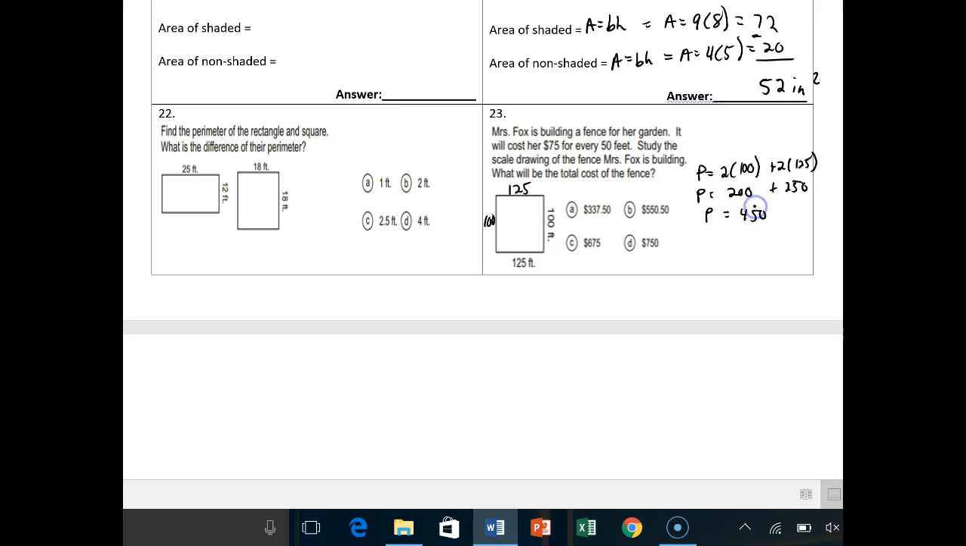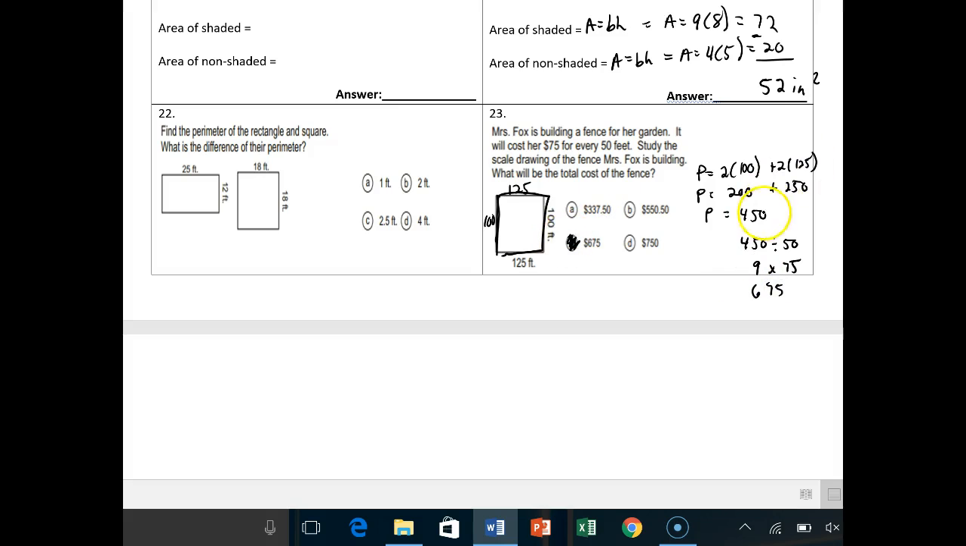So I was trying to figure out, all right, I know I'm building a fence. A fence is like perimeter. So let me figure out the full perimeter now. And now, if I know it costs me $75 for every 50 feet, let's first of all figure out how many 50 feet are in 450. And that gives us 9. Right? And so if I say, okay, I'm going to have 9 chunks of 50 feet, just multiply that by 75. So 9 times 75 gives me $675. Kind of a tricky one.